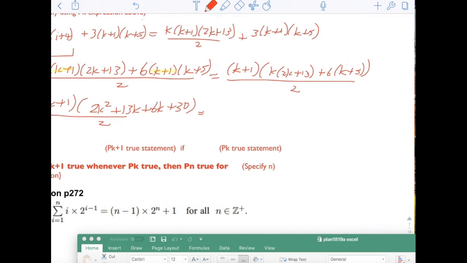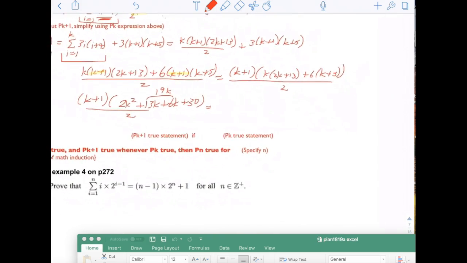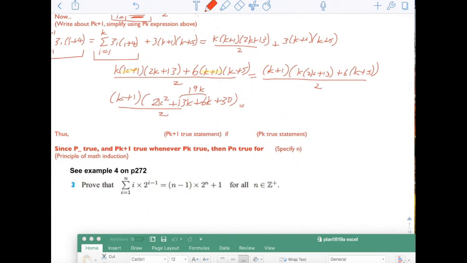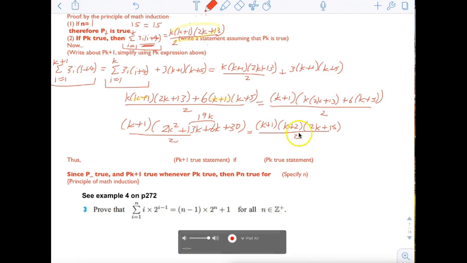So let's see if we can simplify this. These two together would be 19k. So we have k plus 1 times 2k squared plus 19k plus 30. Now what I did was I put 2k squared plus 19k plus 30 into a polynomial root finder, and I found out that this factors into k plus 2 and 2k plus 15.